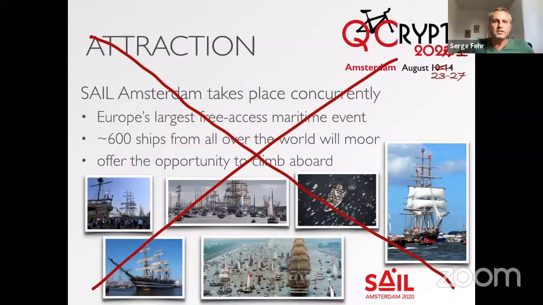So one thing that is changing is that we won't have any other big event taking place in the same week as QCrypt next year, at least as far as we know so far. This is in contrast to this large SAIL event that we announced last year, which was supposed to take place in this very week, but then for well-known reasons was eventually cancelled as well. Now this, on one hand, is a pity that we're not sailing along with SAIL next year, but there is also an advantage to this, to which I'll get in a minute.